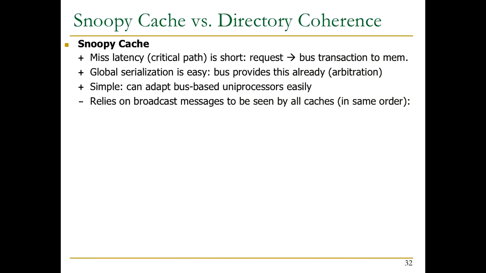So the downside is it relies on broadcast messages to be seen by all caches and also in the same order for a given block, right? So how do you satisfy this? With a bus, this is easy. But the problem with the bus is it's not scalable, right? That's one of the reasons why we will cover interconnects as the next lecture, because it's very tightly integrated with the scalability and the coherence protocol as well. If you want to, let's say, add 1,000 processors on a single bus, good luck with that, right? You may need to make the bus really, really slow.